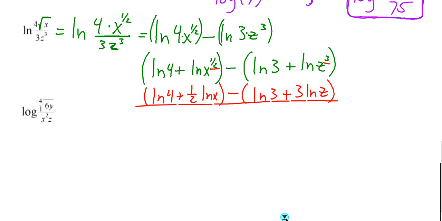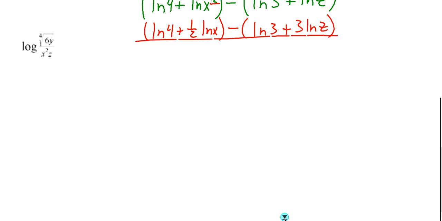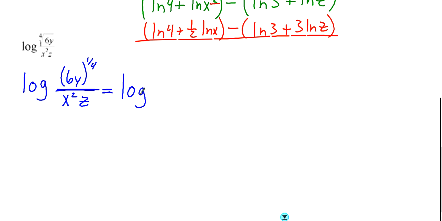And now our last example. Again, we've got to change this root to its power, and since it's the fourth root, that's the 1/4 power. So we get log, and on top it's going to be 6y to the 1/4 over x squared z. So first step is, again, dealing with this division, splitting it into two logs, log of 6y to the 1/4 minus log x squared z.